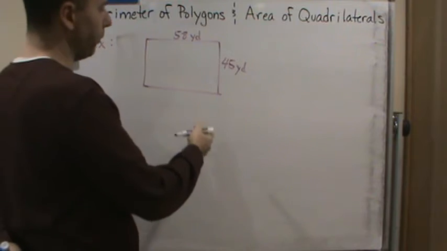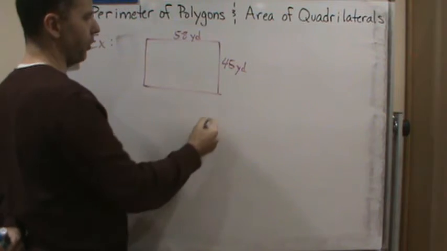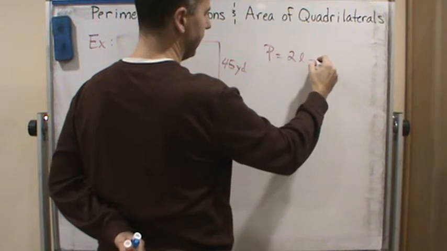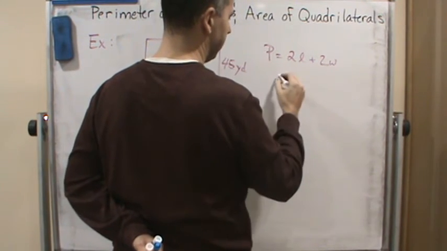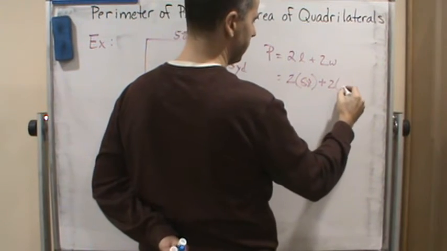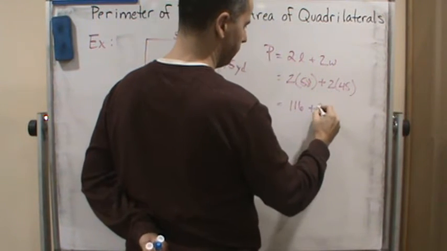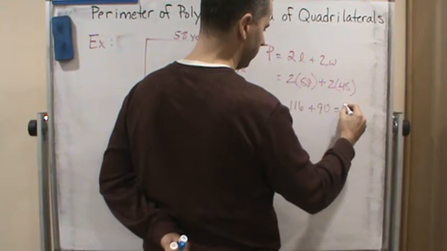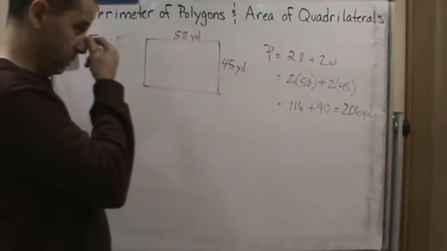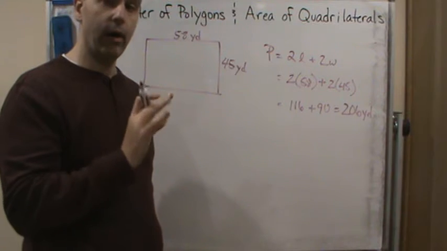Okay, well, first of all, we need to know what the total perimeter is. How much fencing do we need to go all the way around? So that's going to be what? 2 times the length plus 2 times the width. So that's going to be 2 times 58 plus 2 times 45, which gives us 116 plus 90, which equals 206 yards. Okay? So we're going to need 206 yards of fence.